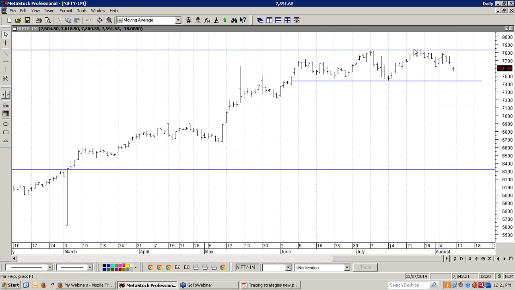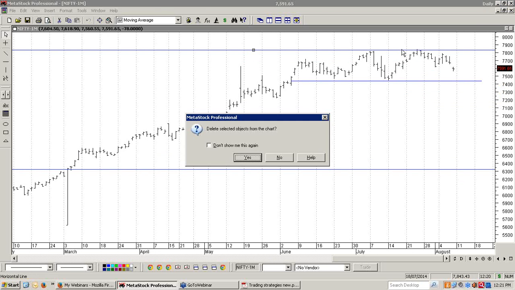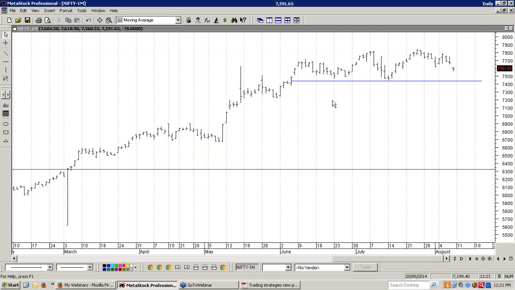Now, let me show you one more interesting thing on the pattern. As you can see, there is an incomplete head and shoulder pattern formation on the Nifty charts. This is the left shoulder, this is the head, and this is the right shoulder for that chart. Now we cannot very convincingly say that this will result in the breakout, because there are still almost 100 to 200 points left for the neckline to be broken.